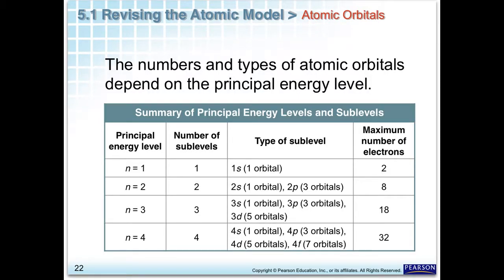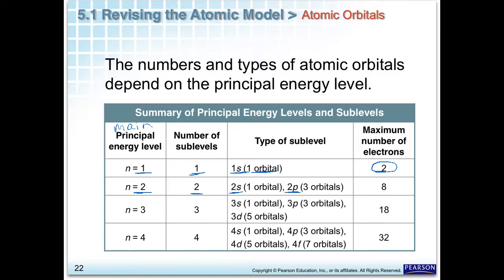So here's a summary of the different main levels and how many sublevels and so on. The principal or main energy level, the first energy level, has 1 sublevel. The type of sublevel is named 1s, and it has 1 orbital, which is that circular shape, and each orbital can hold 2 electrons, so a maximum of 2 electrons. In the second main or principal energy level, we have 2 sublevels. We have one that we name 2s and one that we name 2p.